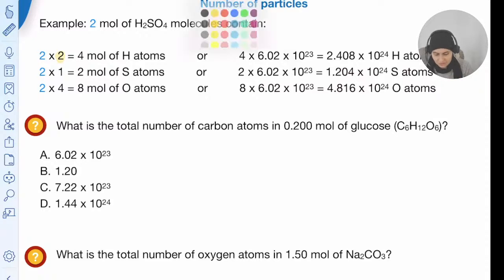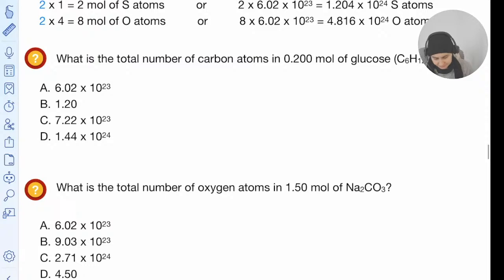For oxygen, the number of moles of oxygen is 2 times 4, so 8 moles. And if they ask how many atoms of oxygen we have, it would be 8 times 6 times 10 to 23rd, so that many oxygen atoms. Okay, now exam style questions.